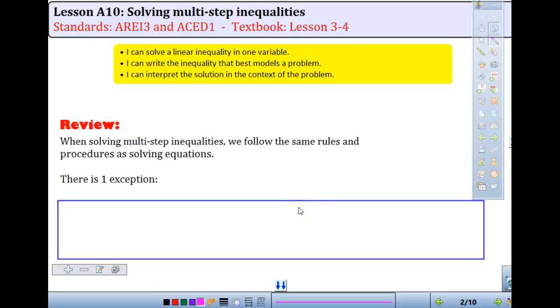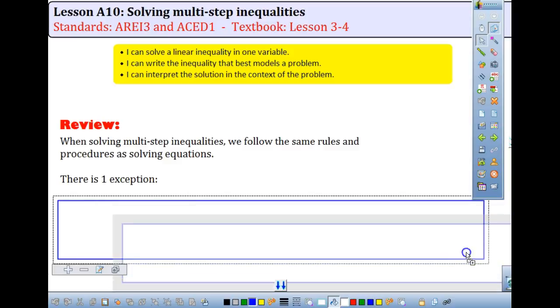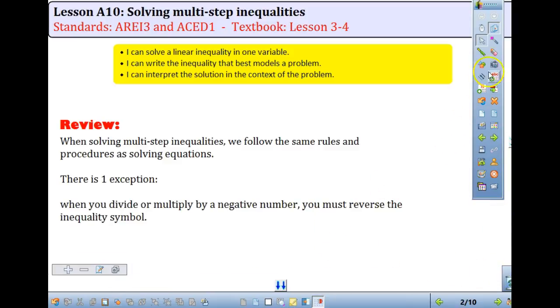We have to watch out for when we do what? Multiply or divide by a negative number. So anytime I'm dividing or multiplying by a negative number, that is not going to just leave the inequality unchanged. It reverses the inequality symbol.